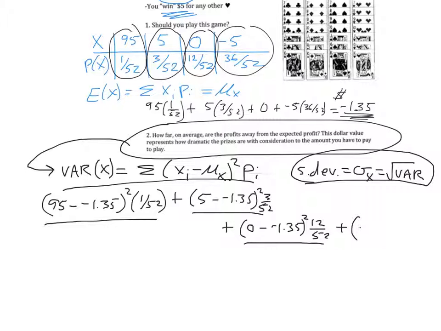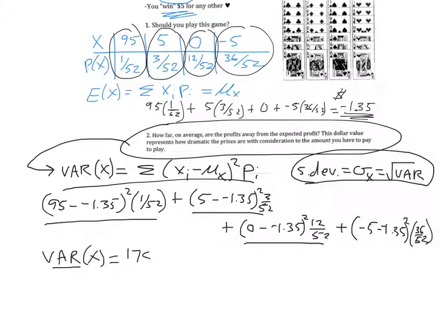So the last prize was negative $5. Take away a negative $1.35, square it, and times it by its probability, which is 36 out of 52. With all the squaring going on and the fact that these probabilities can't be negative, you will always get a positive answer for the variance. So the variance ends up being those values added together.